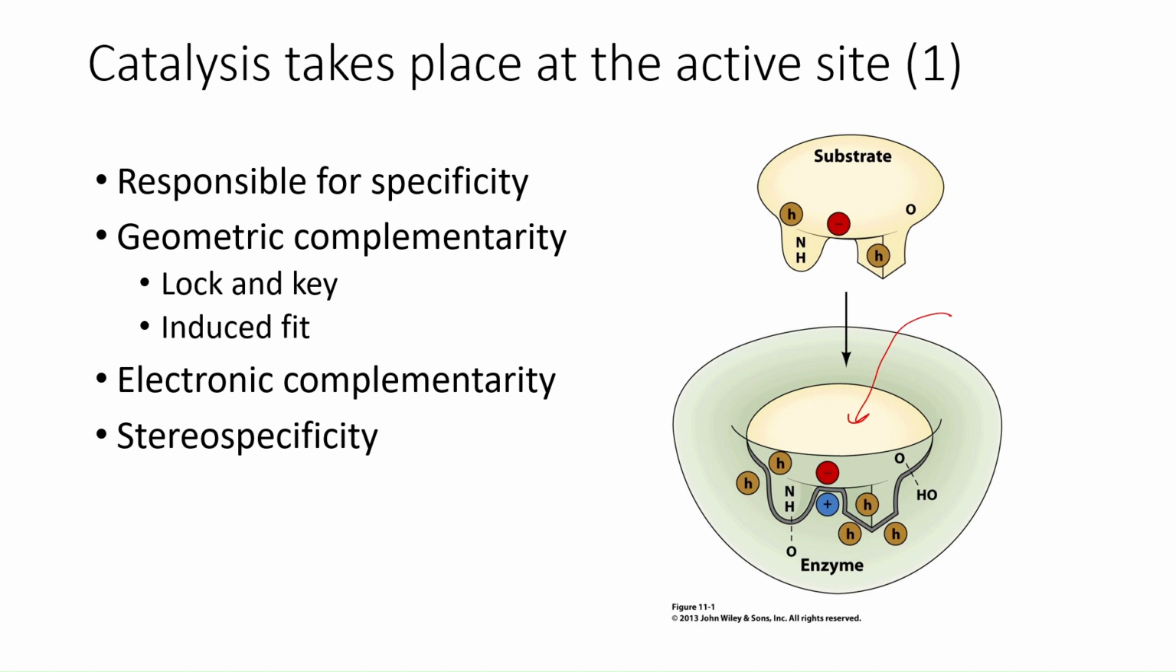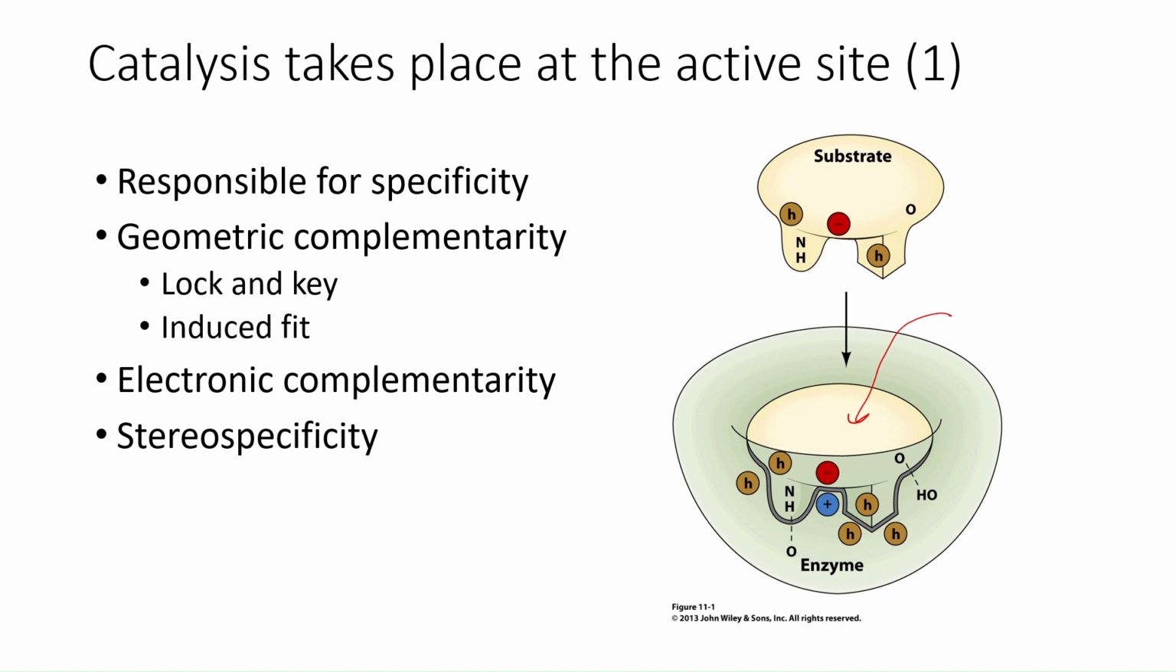A charged area on the enzyme's active site will be attracted to the oppositely charged area on a substrate. And more polar regions of the enzyme's active site will also want to interact more closely with polar regions on a substrate. So all of those types of things can contribute to the electronic complementarity of the substrate and its enzyme.